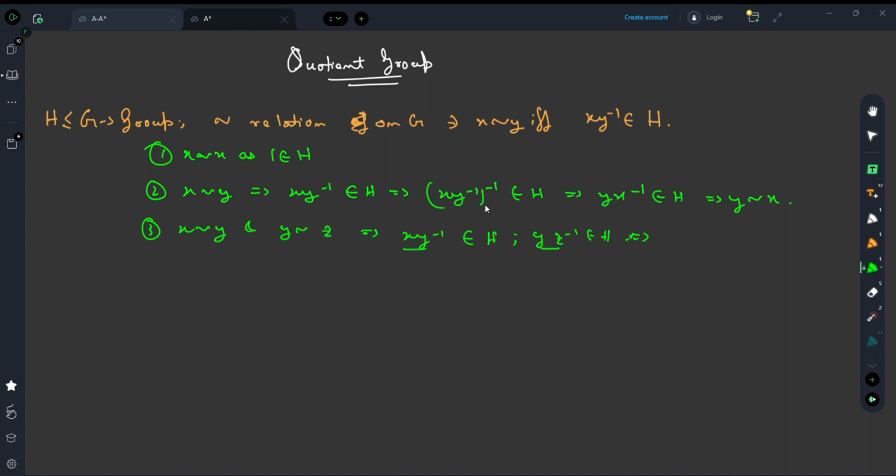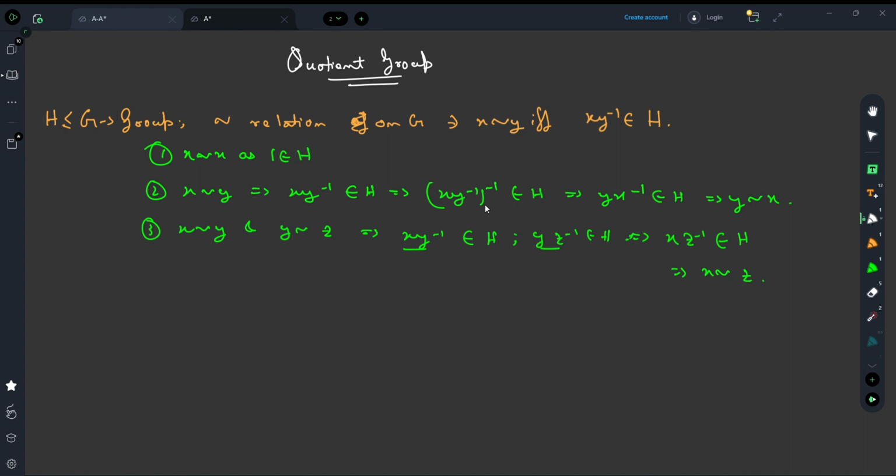So Y inverse and Y, by associativity, we can bring it down to the identity. So this implies XZ inverse is in H, which implies X is equivalent to Z. So indeed, this relation is an equivalence relation. Hence, it partitions the group G as a set.